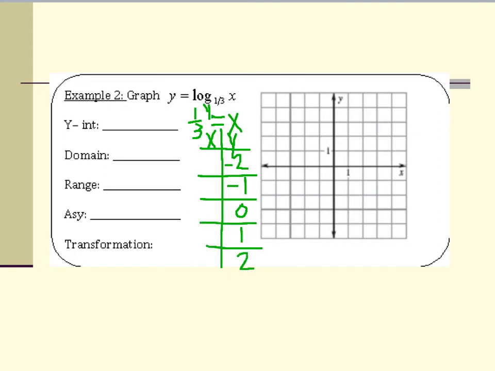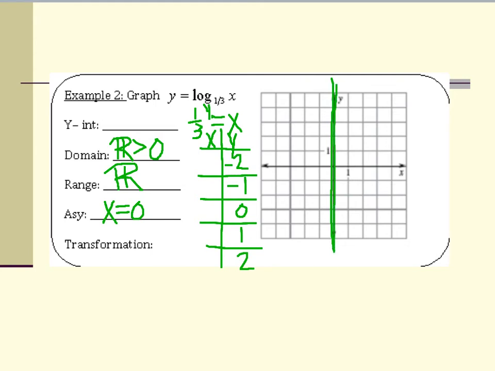Okay, now we don't have any translations here. There's no movements again. So my domain is, or I'm sorry, my range is still going to be all real numbers. Remember, we switch those around. My base, 1/3, is a positive number. So my domain here is going to be all real numbers greater than 0. My asymptote is still going to be the line x equals 0. Now let's draw this in here. There's x equals 0.